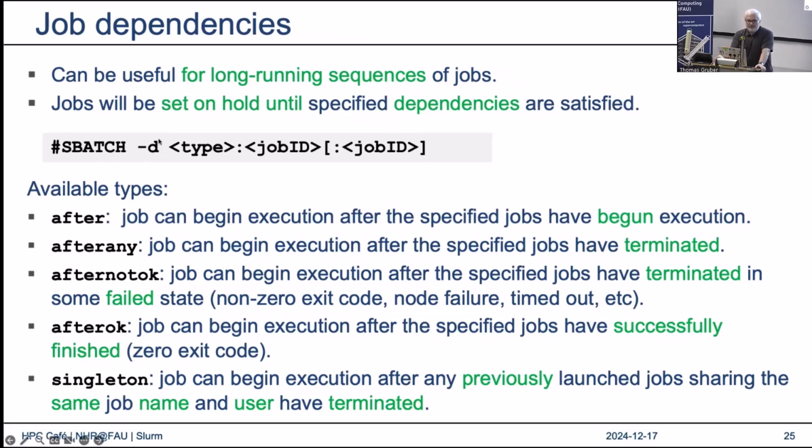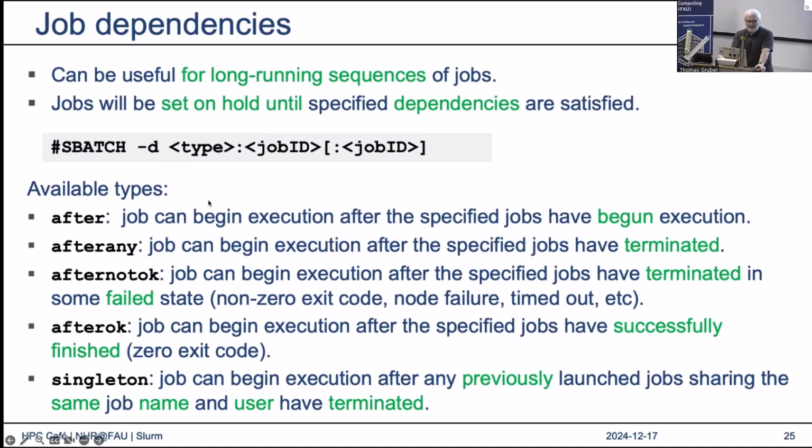With sbatch, you can use the -d, or I think --dependency option. There's a type, a colon, and a job ID. This is the minimal set of arguments that -d requires. The type is one of these 5. I'll come to that in a second. And the job ID is the job on which you make it dependent. For example, a previous job that has to end before the current one can be scheduled. There could also be multiple job IDs here.